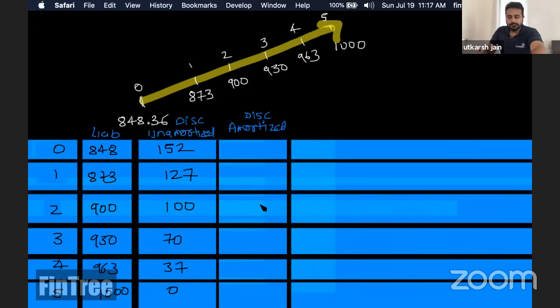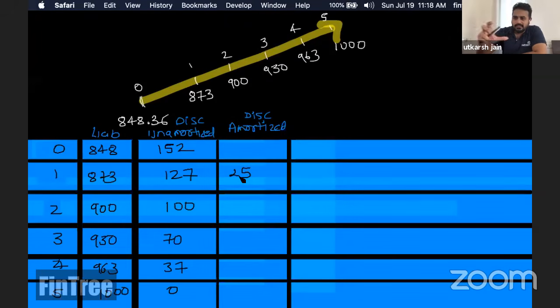So it works somewhat in this fashion. Now, year 0, we will not be able to do it. We'll do it for year 1. From year 0 to year 1, by how much did your liability increase? The distance between 848 and 873, how much? So let's round it off to 25. This is called discount amortized.